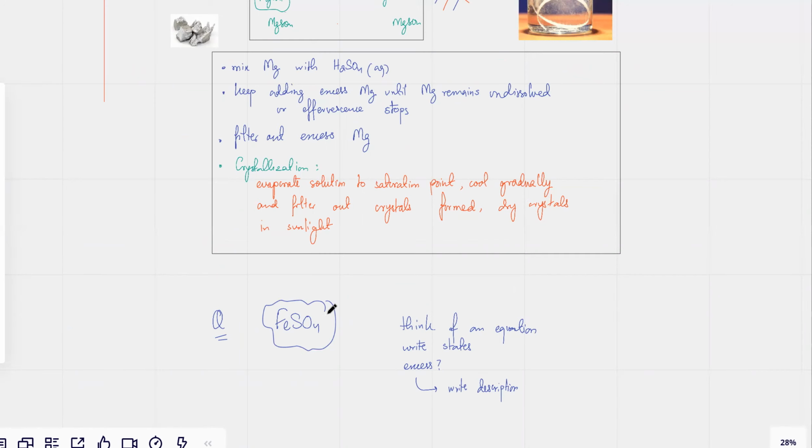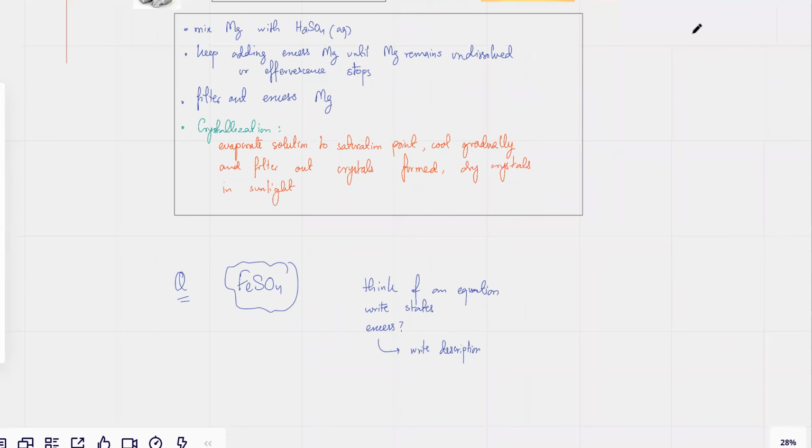Salim, this one exactly? Yes. So we can try again. Let's try doing this one. Try doing this one if you're making copper nitrate. Copper is 2 plus. Try and write the description for this one.